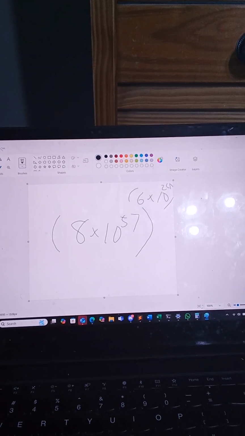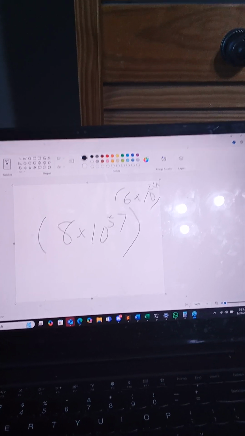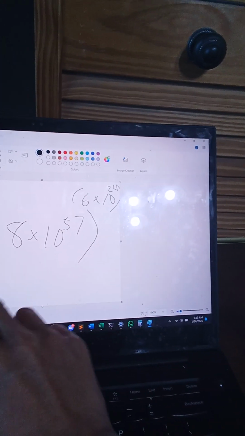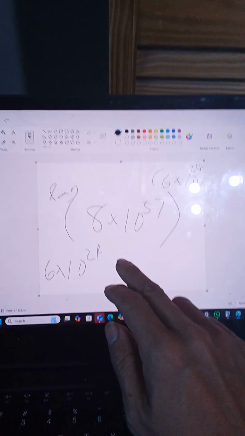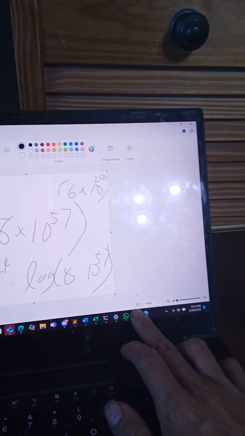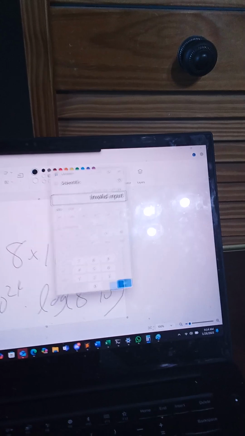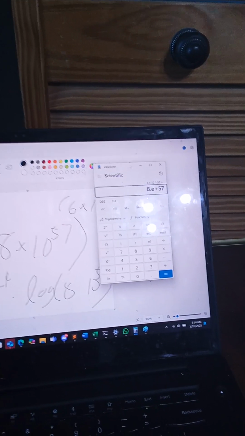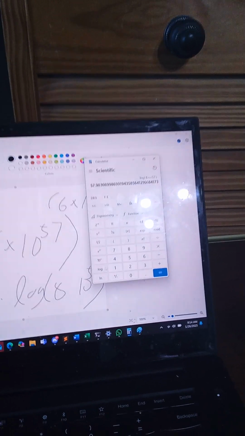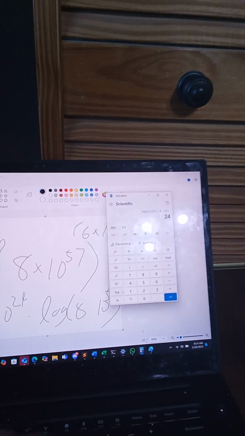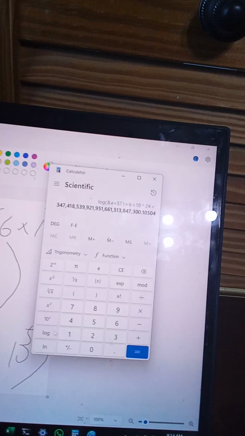One way to estimate how big this number is is to take the log base 10 of it, to see how many digits it has. Then it would become 6 times 10 to the 24 times whatever the log of this number is. I think my calculator could handle that. Let's do this calculation. We need to go into scientific calculator. 8 times 10 to the 57. You take the log of this number, and then you multiply that by 6 times 10 to the 24. And you get this.